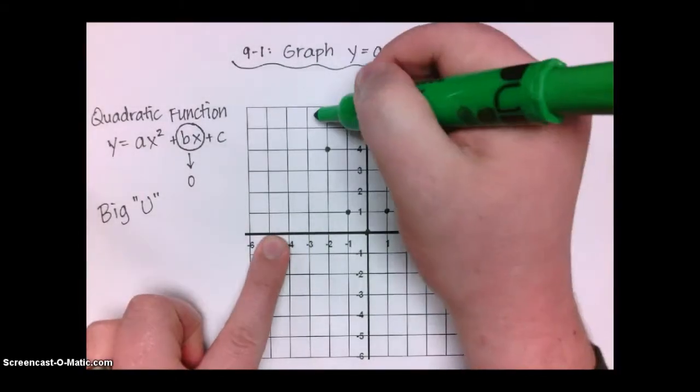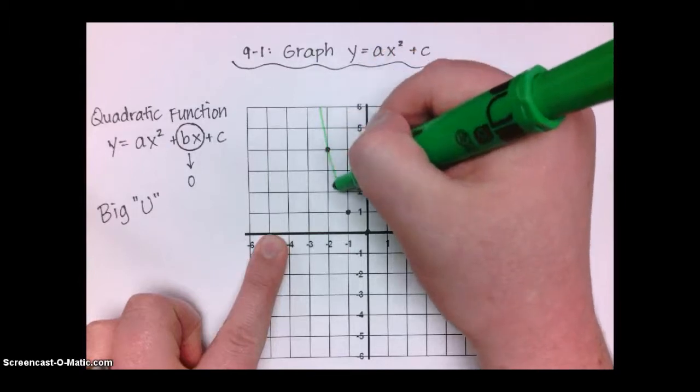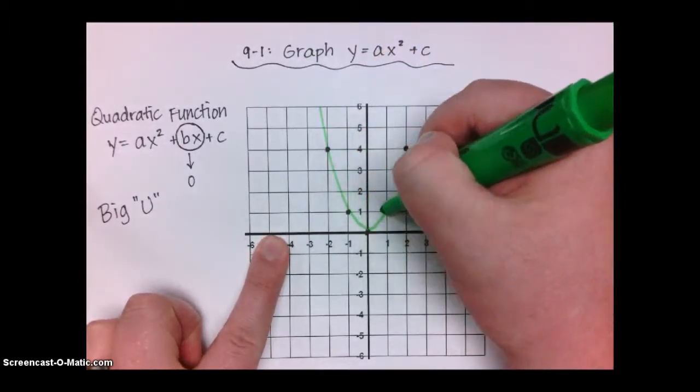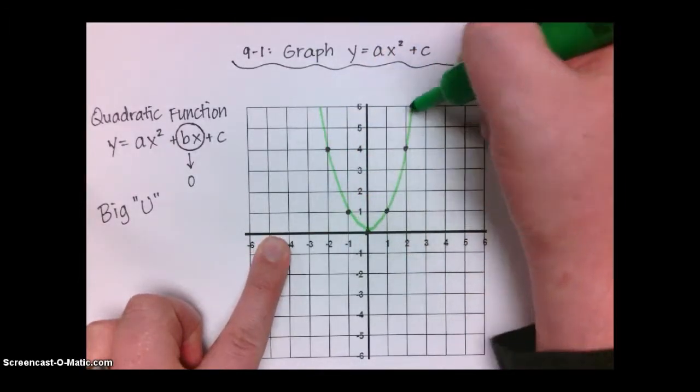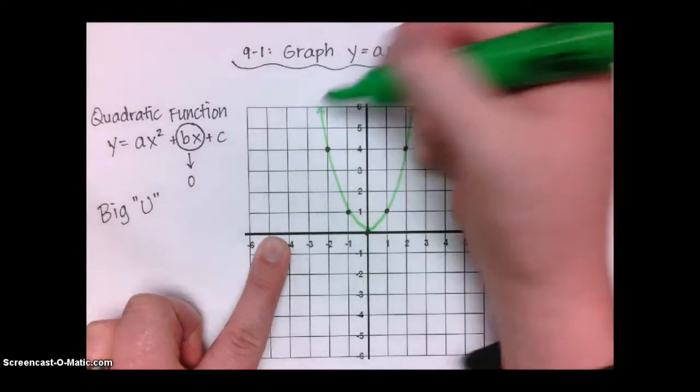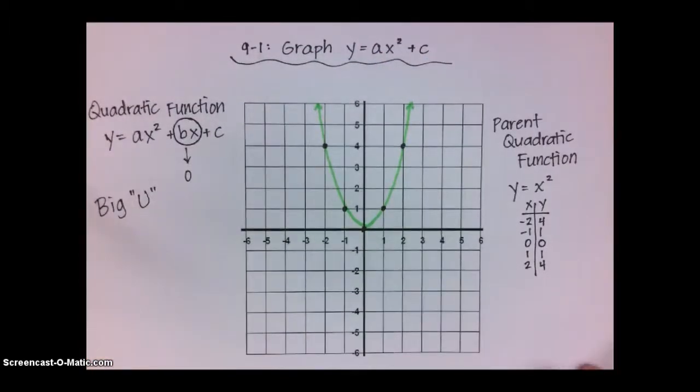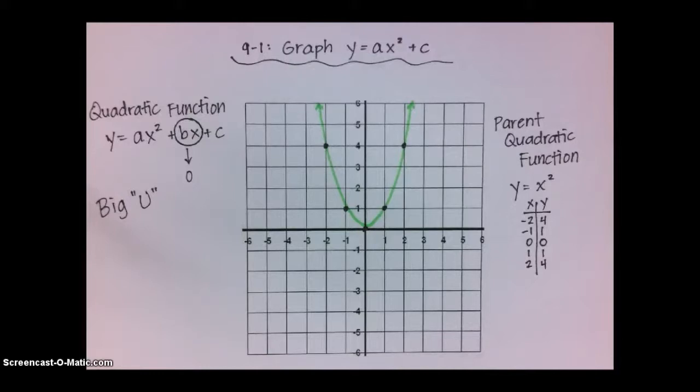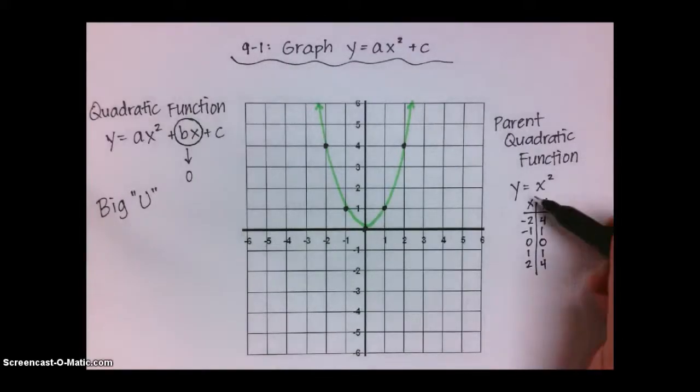And I'm going to connect these dots, and as you can see, it's looking like a big U. And it's going to keep going up in the positive direction. Okay, this is known as the parent quadratic function. Okay, y is equal to x squared.